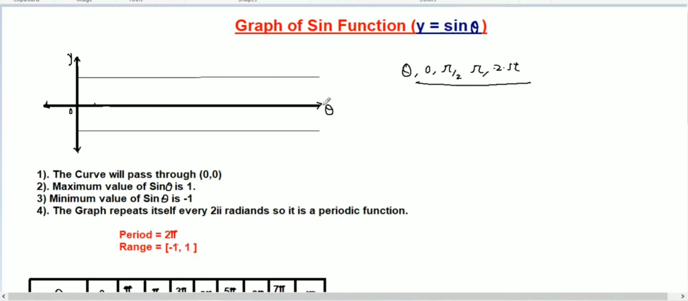So the x-axis represents the angle, and the y-axis is the value for the angle, or you can say the y-axis represents the output value. What does that mean? It means sine 0 equal to 0, so this is sine 0 degrees. This is the angle, represented on the x-axis, and the value of sine 0 degrees is equal to 0. So this is the output. That's why this represents the y-axis.